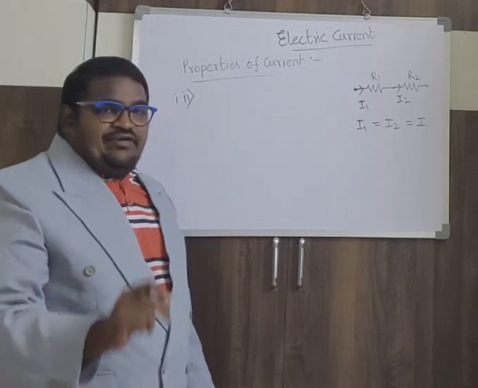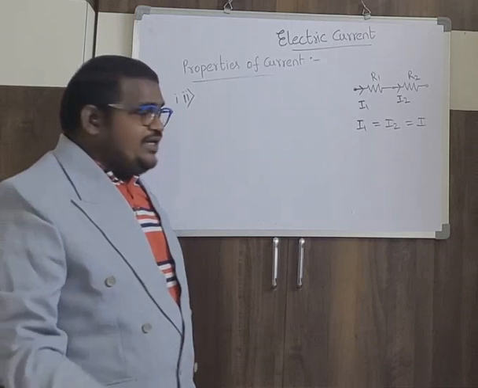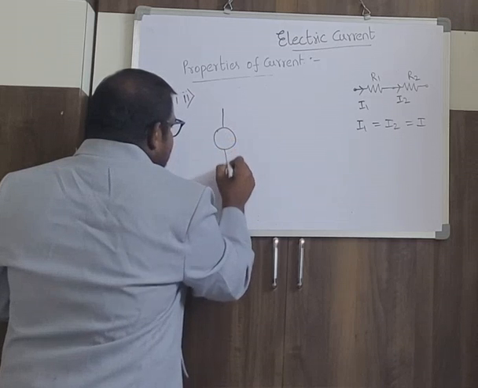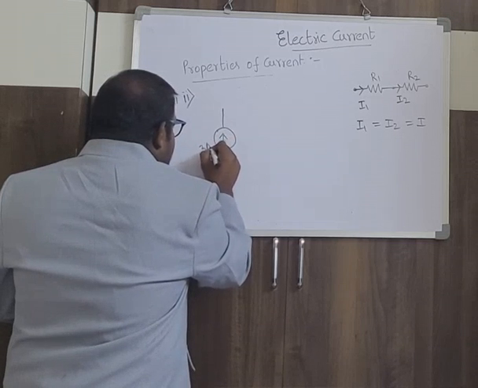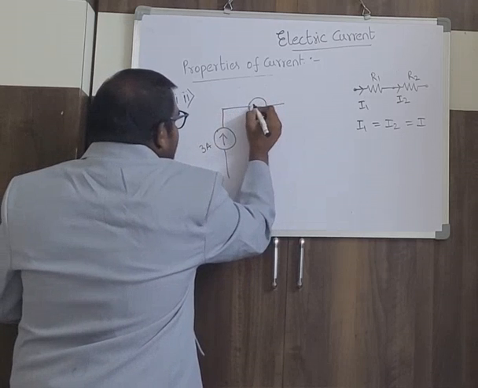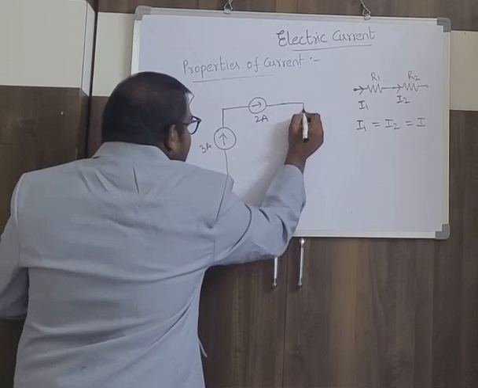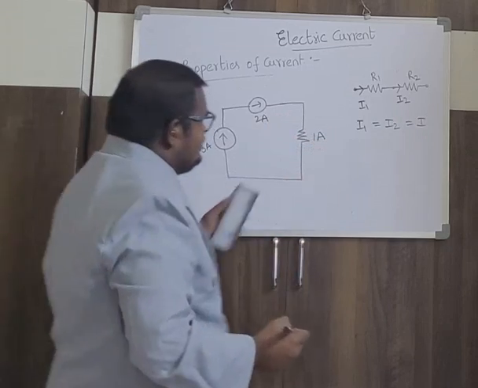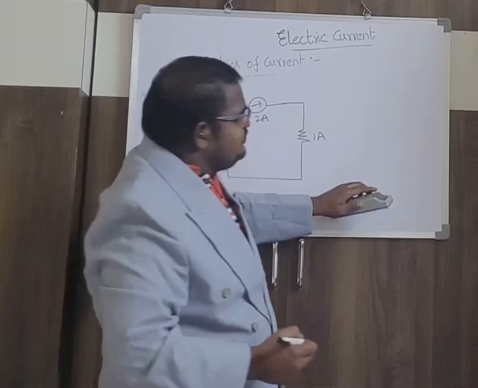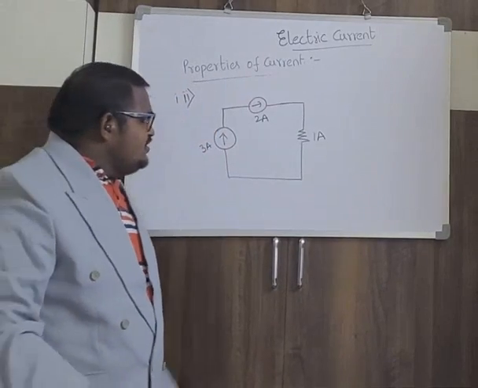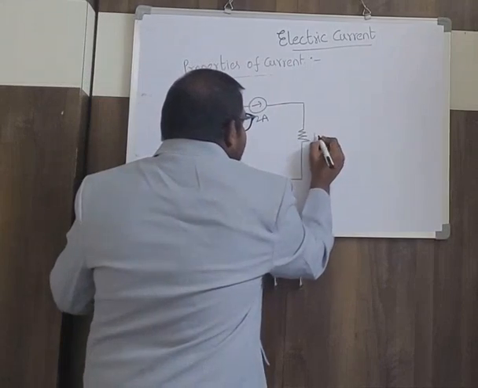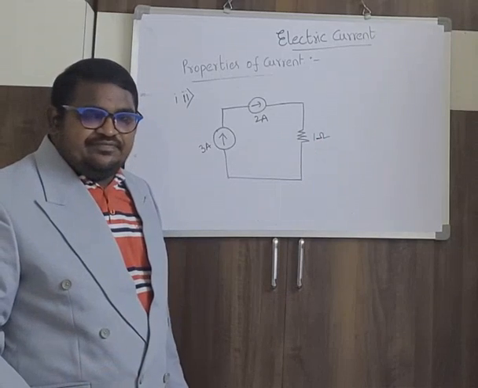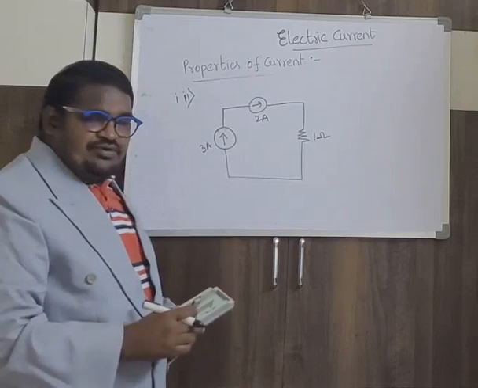One time he asked one question in one competitive examination. He has given the network like this. This is 3 amperes and here it is 2 amperes, and here he connects one resistor of 1 ohm. Then how much current is passing through the 1 ohm resistor?